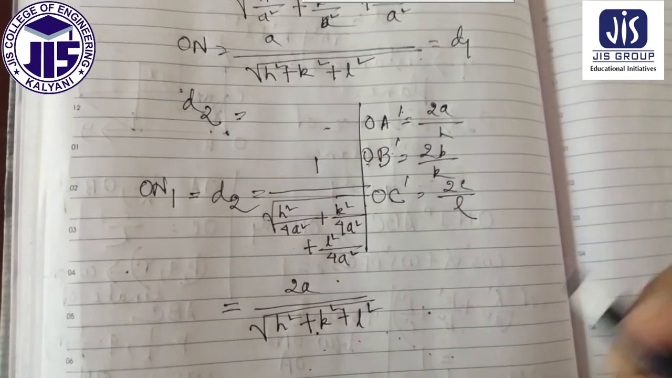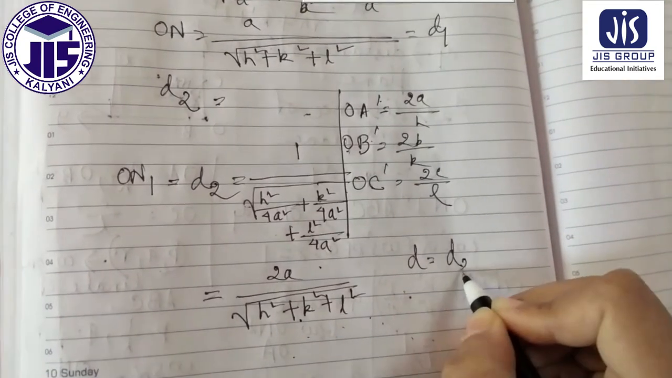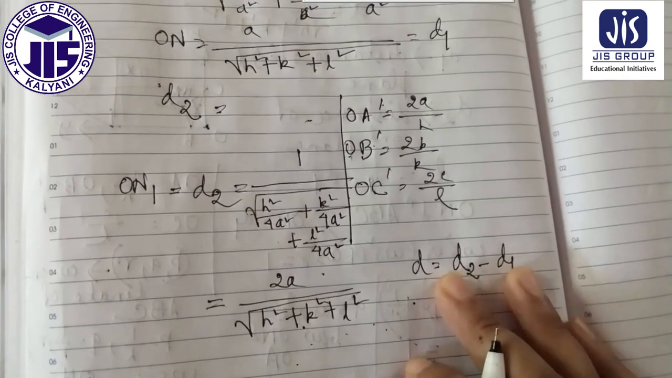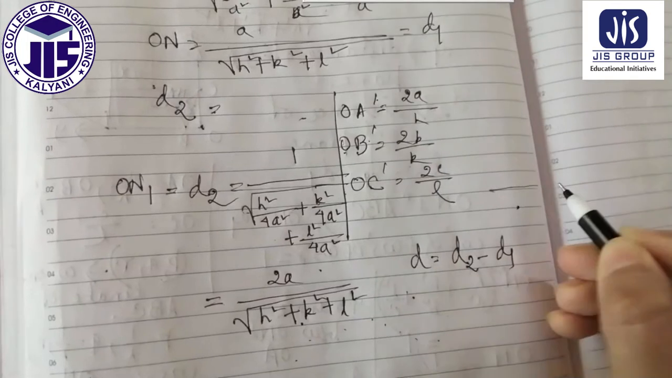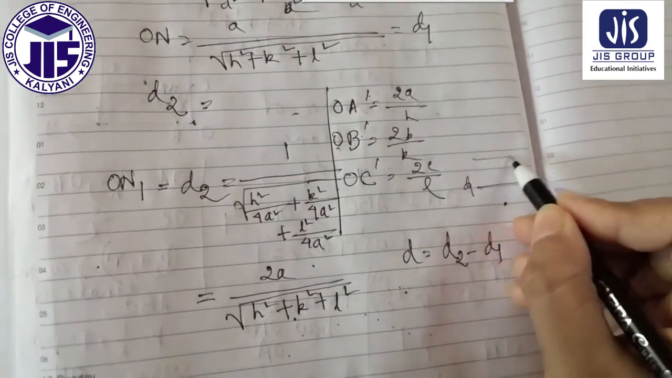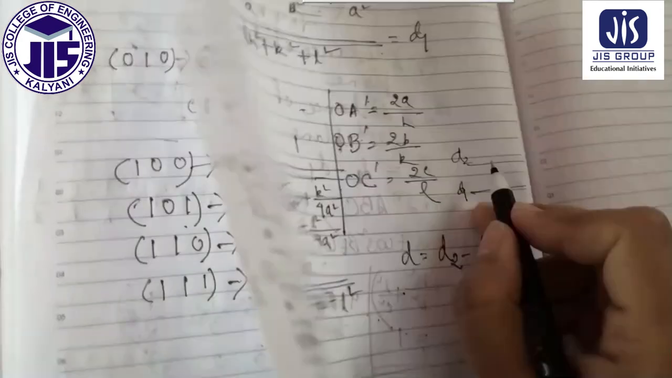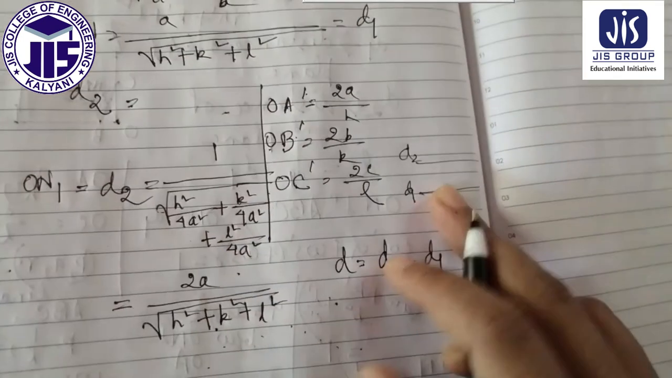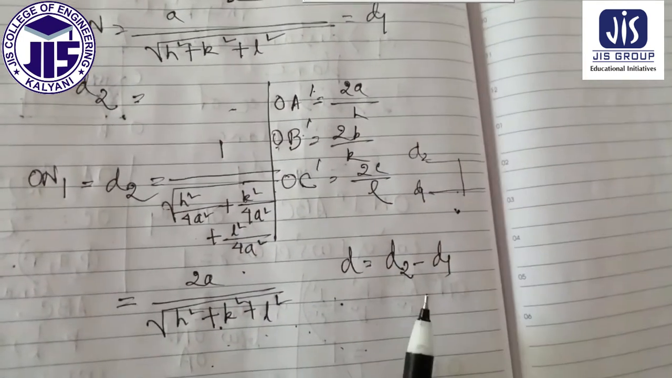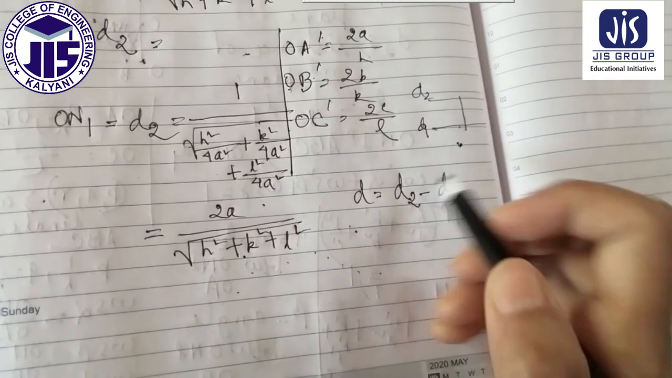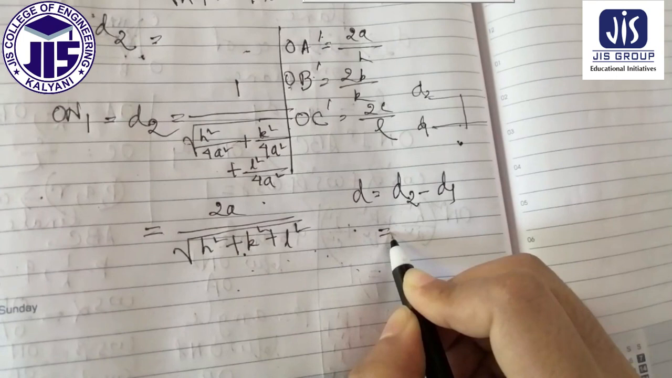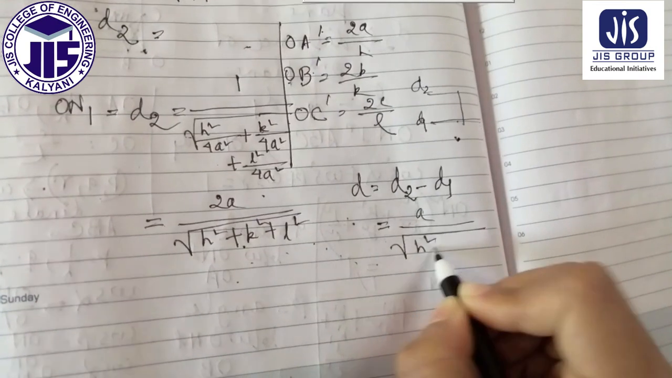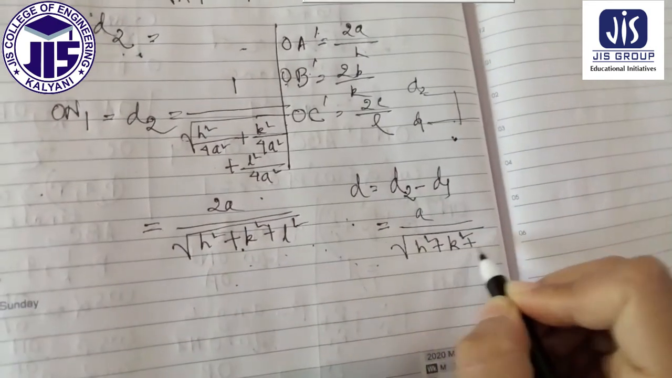That means, can we write d equal to d2 minus d1? If this is the origin, this is suppose d1 and this is suppose d2, then if we do the subtraction, finally we can get the distance between them. Therefore d equal to d2 minus d1, which is equal to a divided by root over of h square plus k square plus l square.